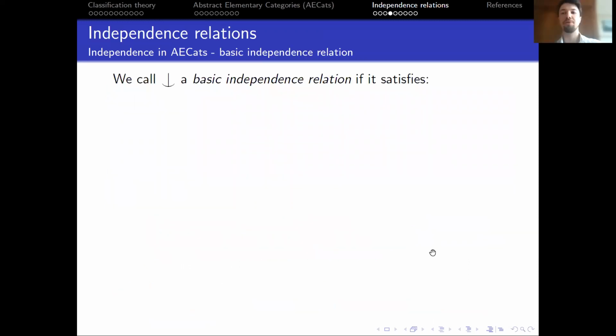And then I promised to make precise what this list of properties is that I talked about at the start. So I'll show them now, but in the language of AEC-cats. I'll call an independence relation a basic independence relation if it satisfies the properties that are about to appear on the screen. And the reason for this is that I really want any independence relation that I consider to at least satisfy this.